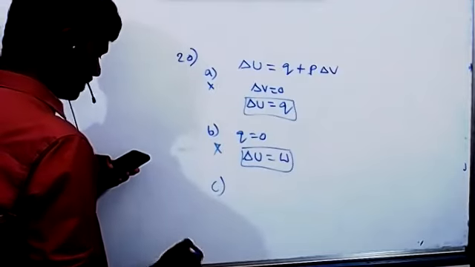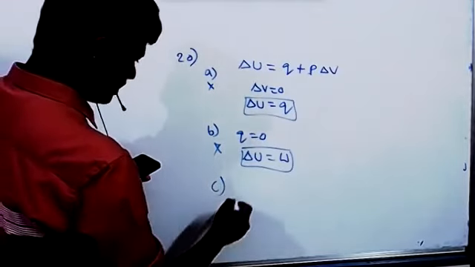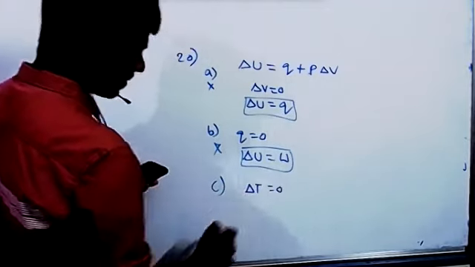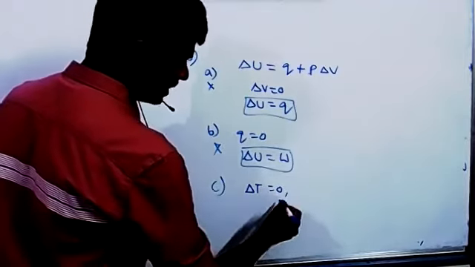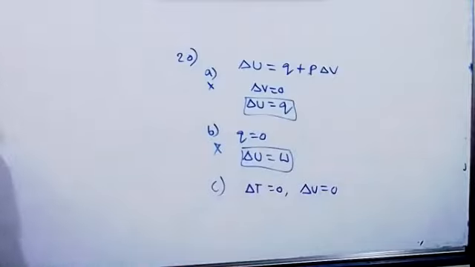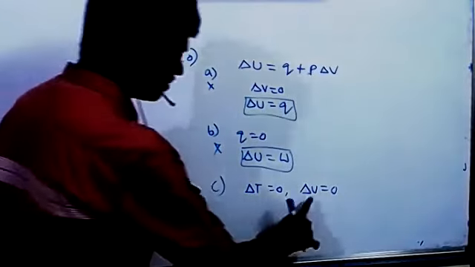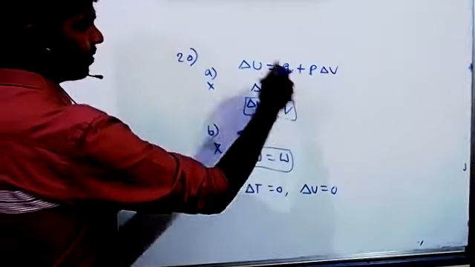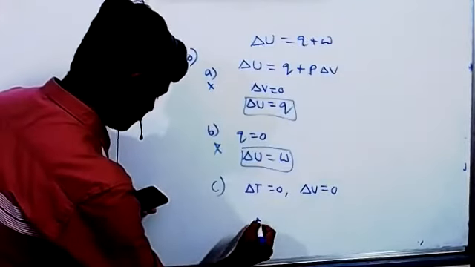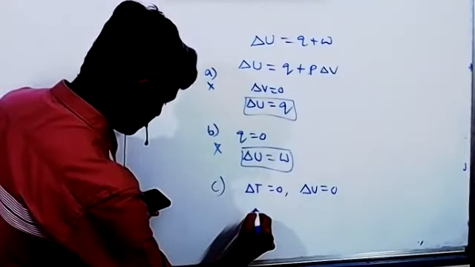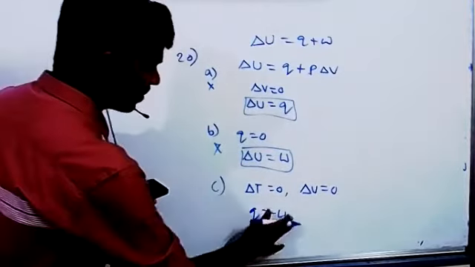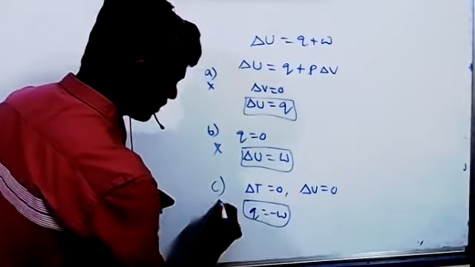C is for an isothermal process. In an isothermal process, change in temperature is 0. If delta T is equal to 0, it means the change in internal energy is also 0, because the change in internal energy is a function of temperature. So if delta U is equal to 0, from delta U is equal to Q plus W, you may write Q is equal to minus W. But here given Q is equal to plus W. So that's also wrong. C also wrong.